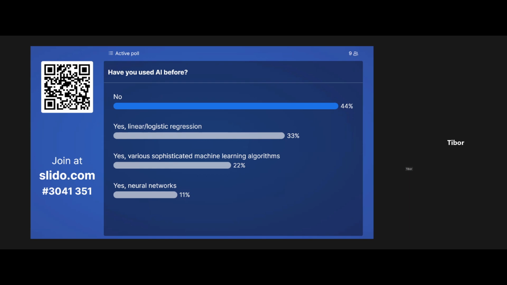That is actually a lot more than I usually tend to expect. So I'm very, very happy about this, that there's a good portion of you, about 33% of those that actually responded, that have used more sophisticated machine learning algorithms or even neural networks. And I would love to discuss it with you at some point after the presentation during the Q&A session.